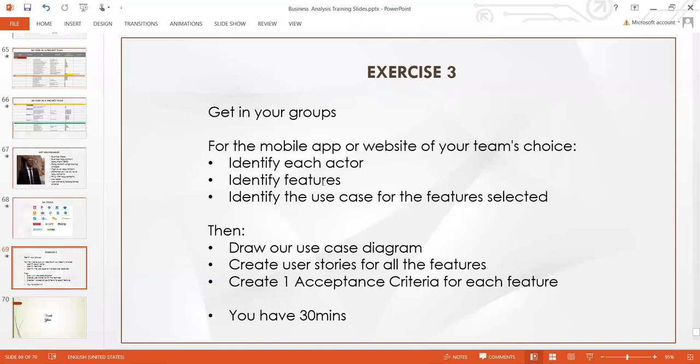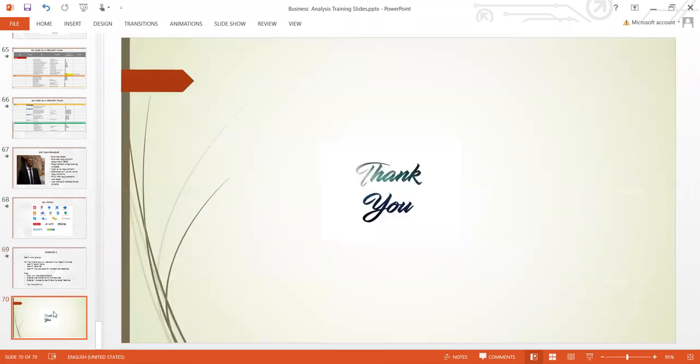You need to draw it, identify features, identify the use case for each feature selected, and that's going to be your assignment. I will provide more insight about this assignment. You need to create user stories for the features, and then create acceptance criteria for the features. And that is going to be your last assignment. Once you've done that, you become a junior business analyst.